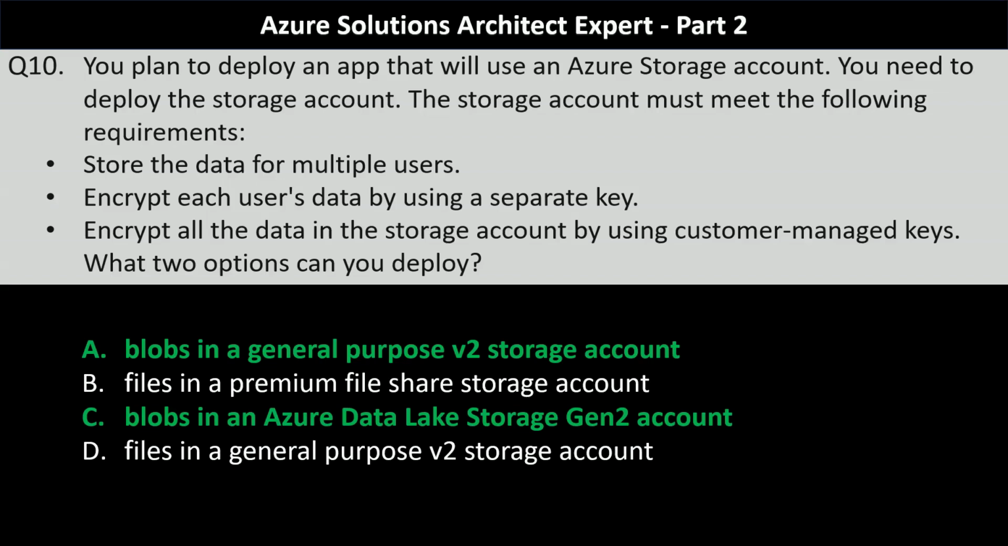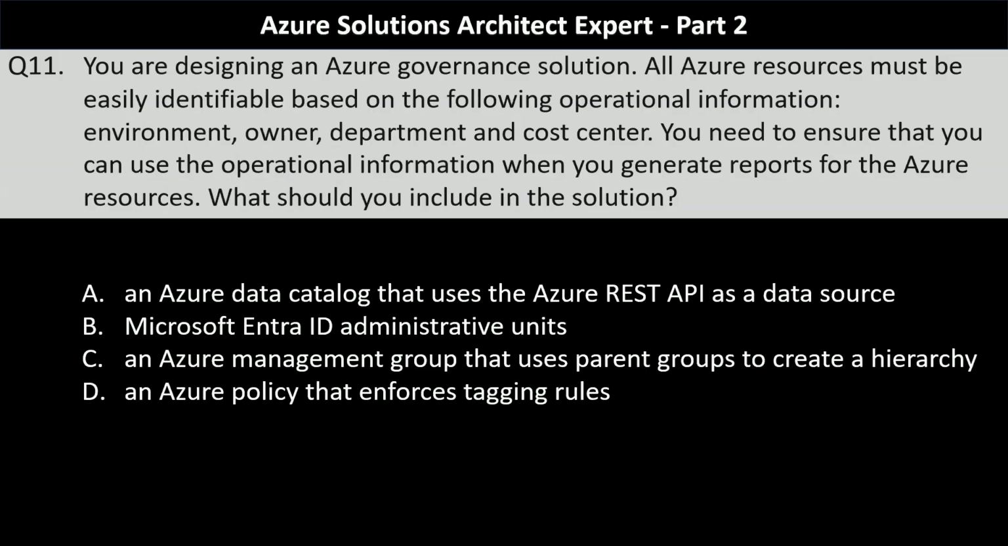So if there is any more requirement added to the 3 requirements which are already mentioned, then you might have to drill down to just one option. But in our case, the requirement is a bit generic. So option A and option C both satisfy the requirement. Next question. You are designing an Azure governance solution.